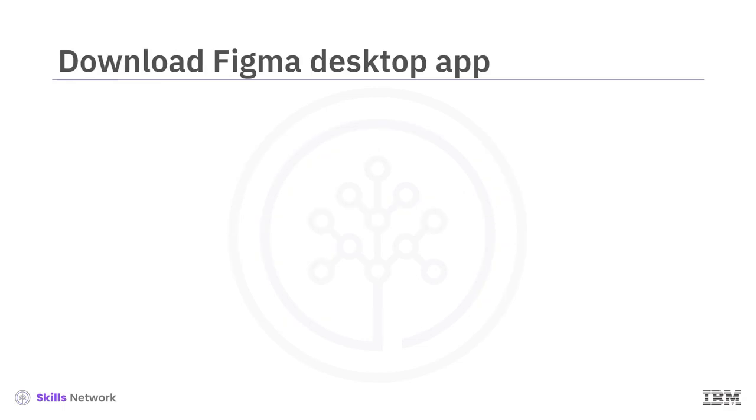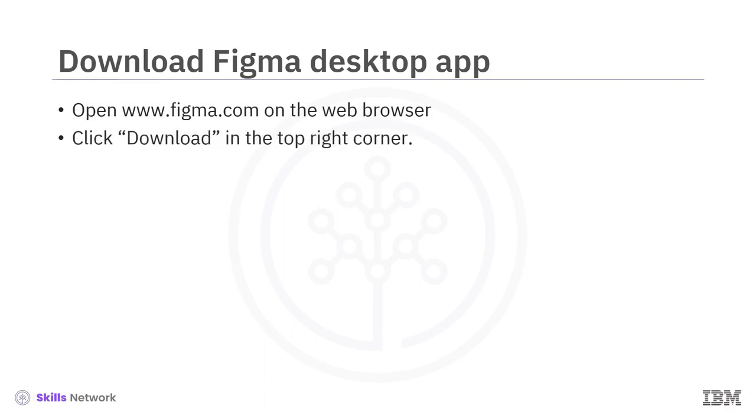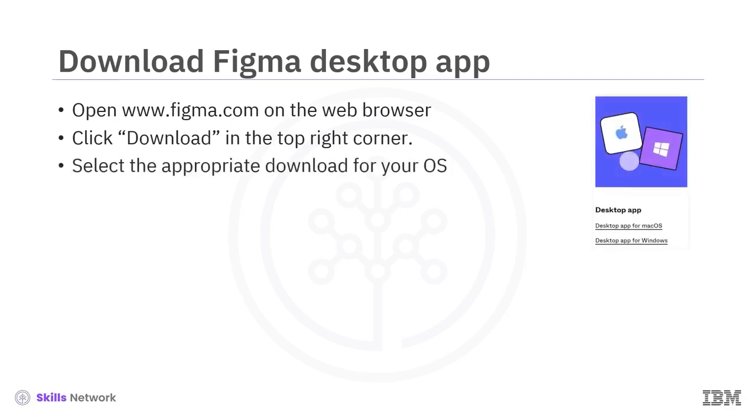Here are the steps to download the Figma desktop app. Open the web browser and navigate to www.figma.com. Click Download in the page's top right corner. The page will direct you to choose the version of the Figma desktop app compatible with your computer's operating system, either Windows or Mac OS. Click Download next to the appropriate version.